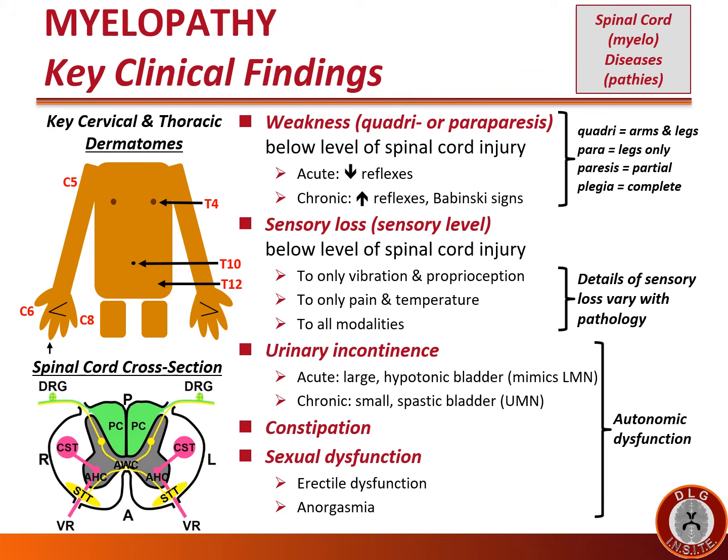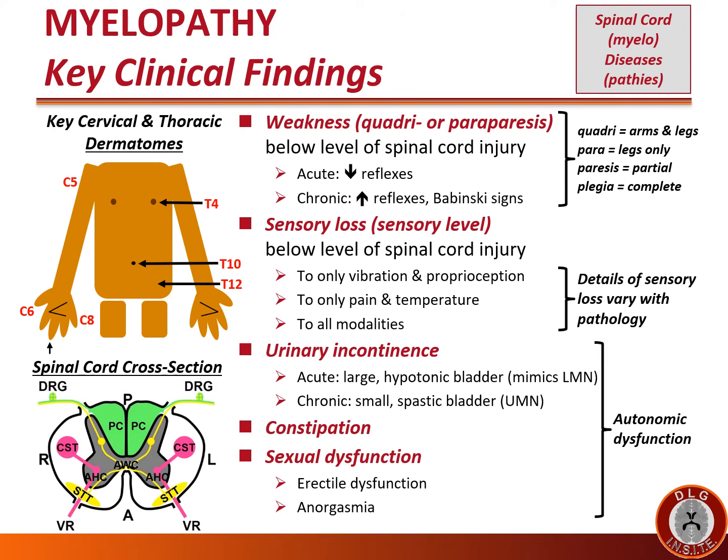Urinary incontinence is another big symptom. And again, acutely, it might seem like a lower motor neuron problem with a hypotonic large bladder, but within a few hours to days, it's going to be a chronic problem. It's going to be an upper motor neuron bladder with a small spastic bladder. Hesitancy, urgency, frequency, small volumes. And the bowel problem that these patients have is constipation, not incontinence, when you have a spinal cord problem.